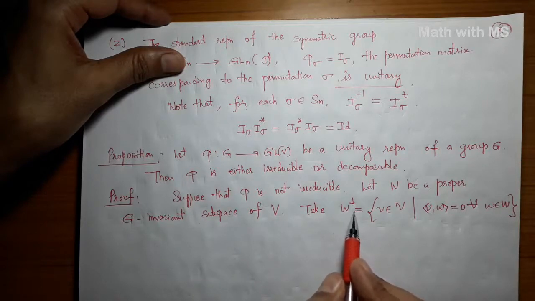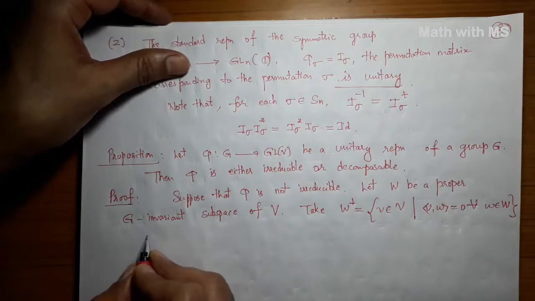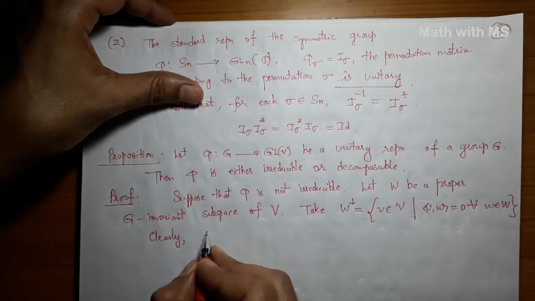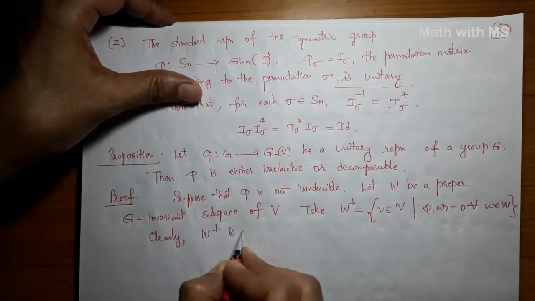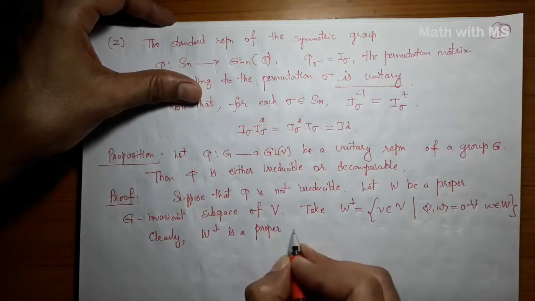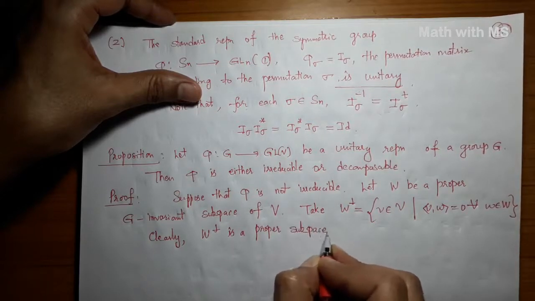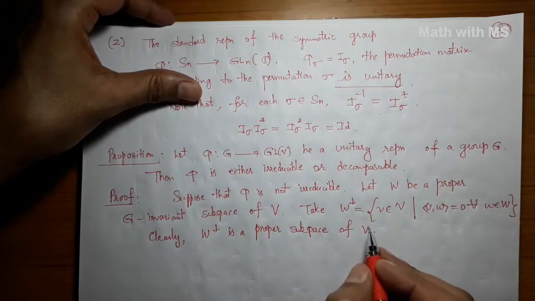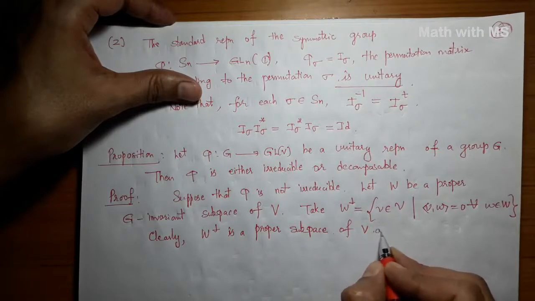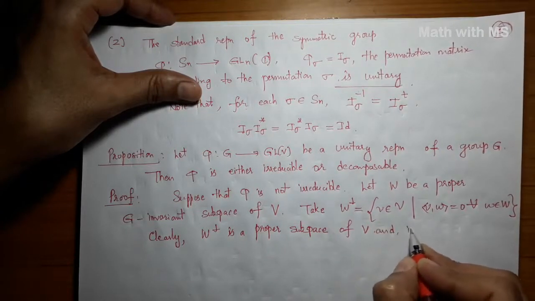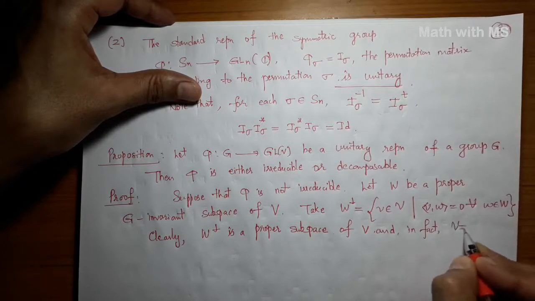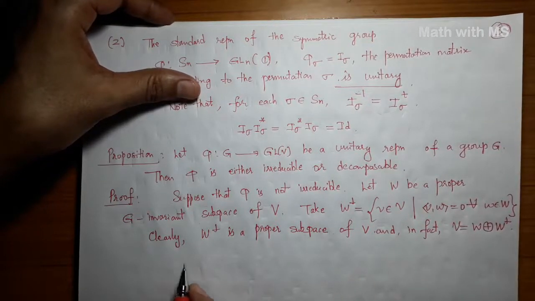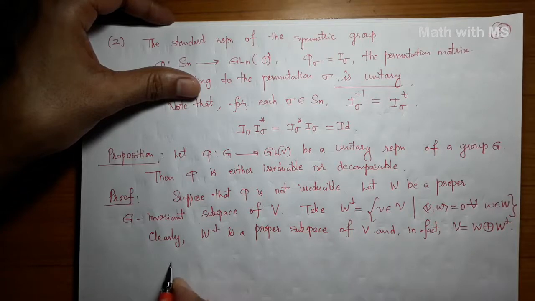So W perp is non-zero. Okay. So clearly W perp is a proper subspace of V, which is basic linear algebra. And in fact, you can write V as W direct sum W perp. Okay, this is a very elementary fact. Now the only thing you need to check is whether W perp is G invariant.